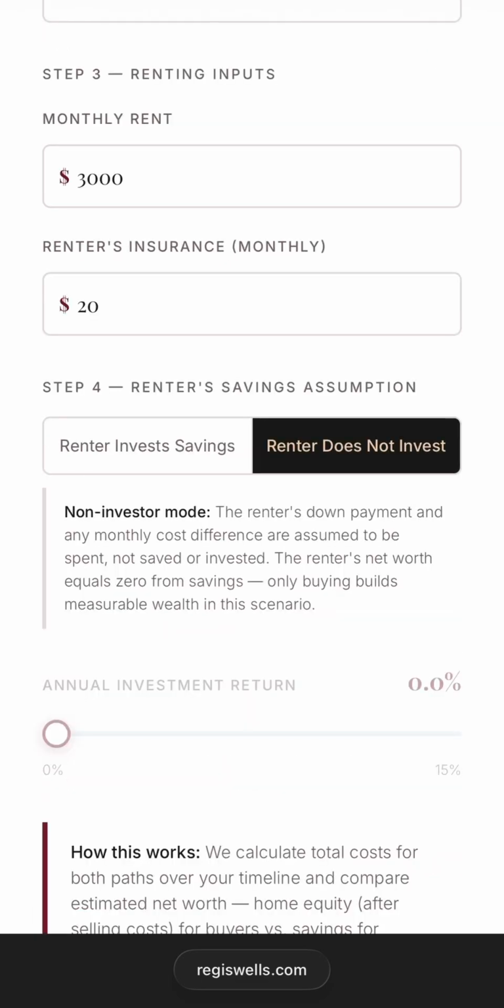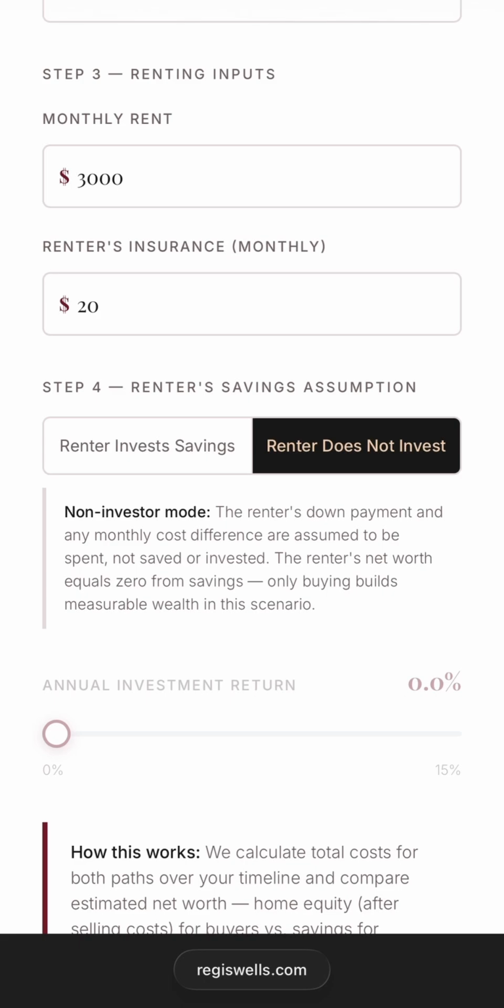Step 4 is a toggle that's super important. It's a toggle that most calculators don't include, and it changes the results significantly. The question it answers is this: if you choose to rent instead of buy, what happens to the money you're not spending on a down payment and monthly ownership costs? If you select Rent and Invest Savings, the calculator assumes the renter puts that down payment to work in the market on day one and continues investing any monthly savings, the difference between what owning would cost versus what renting costs, at the annual investment return rate shown below.